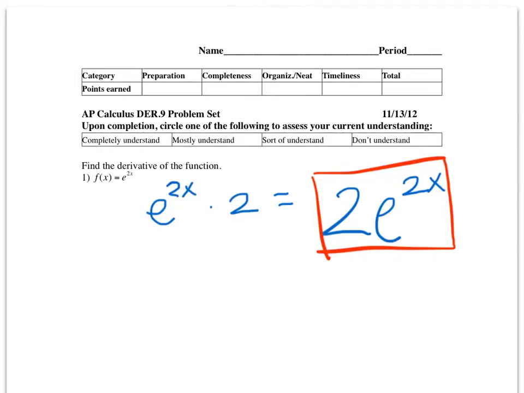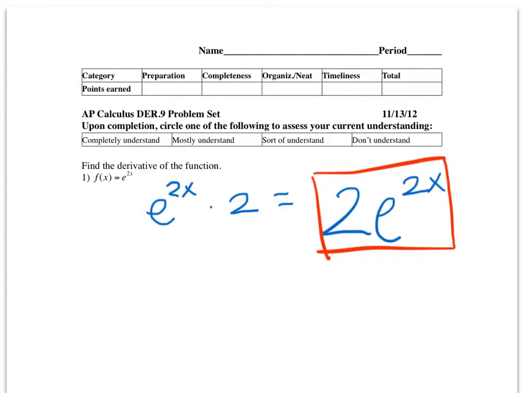Okay, so the function f of x equals e to the 2x. The derivative of e to the 2x is the same, so we leave it the same. This is the same as that, so keep that the same.